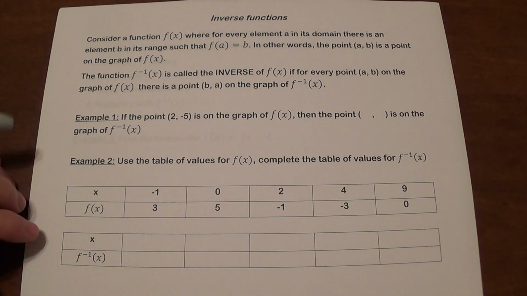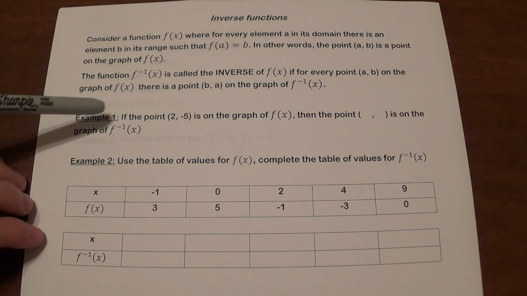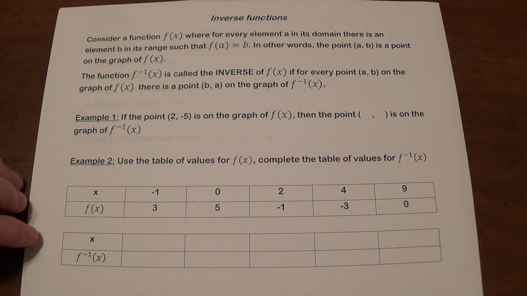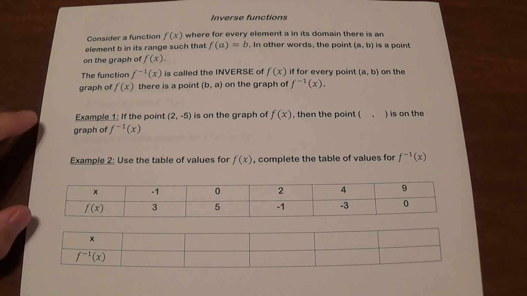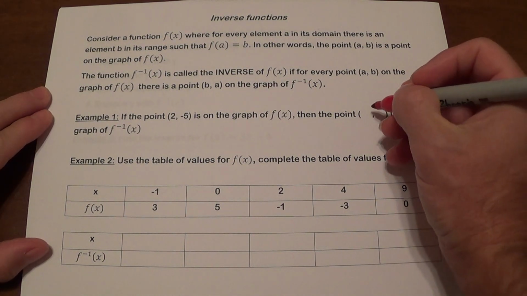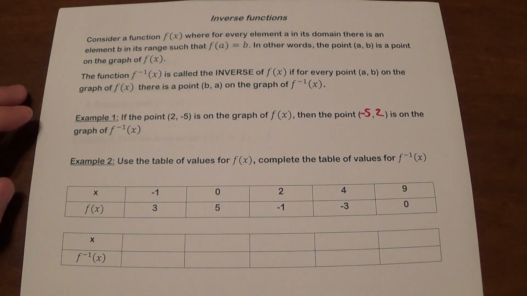Let's take a look at example 1, so it's going to be easier to understand. If the point (2, -5) is on the graph of f of x, then what point is going to be on the graph of its inverse? Well, since we switch x and y, it's going to be the point (-5, 2). That point is going to be on the graph of the inverse of f of x.